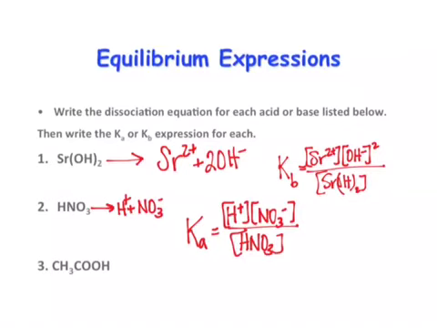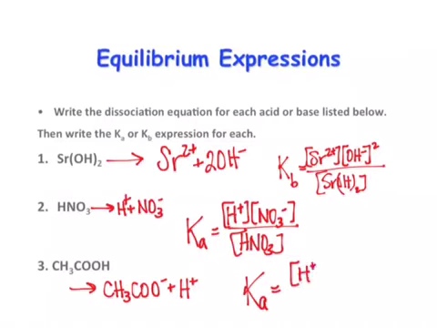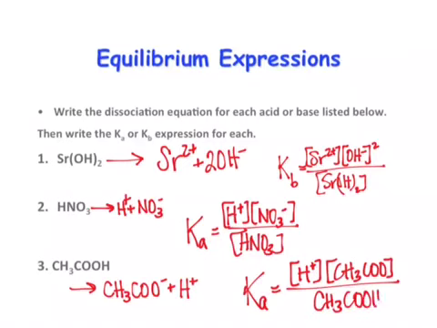So we're going to do acetic acid here. It breaks up into CH3COO minus plus H plus. So is this an acid or a base? Acid. Products. H plus to the first power. CH3COO to the first power. All over CH3COOH. That's it.